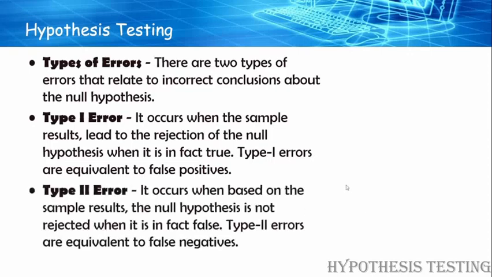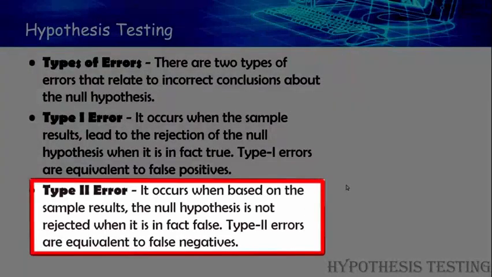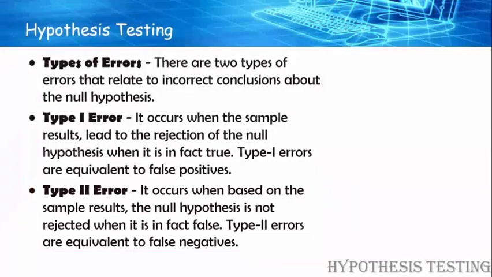And type 2 occurs when, based on sample results, the null hypothesis is not rejected when it is in fact false. So basically, the null hypothesis isn't rejected even though it is false. That means it is a false negative. Something which is positive is still given as false. So type 1 errors are false positives, and type 2 errors are false negatives.